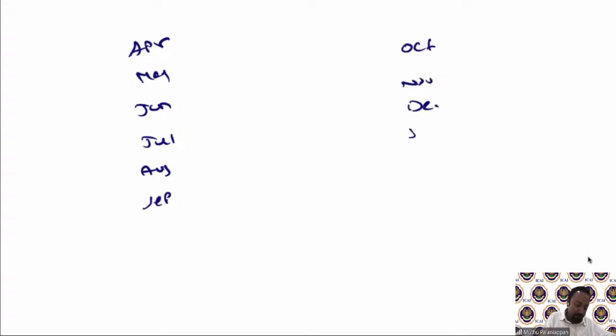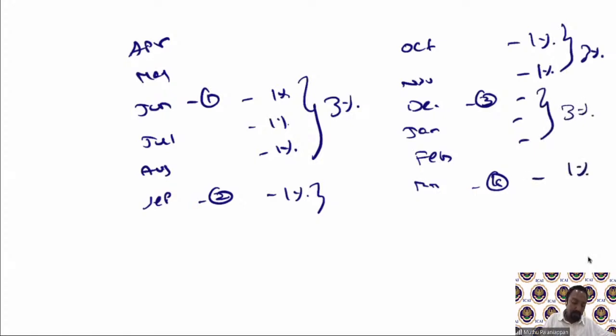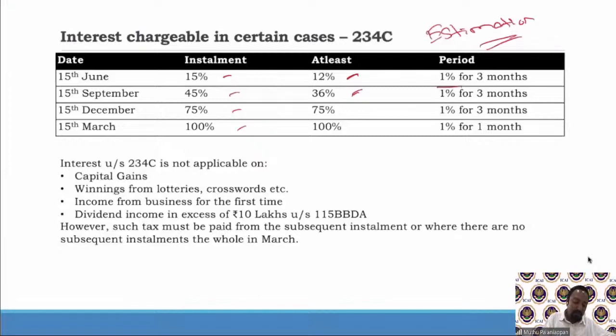So typically, April, May, June, July, August, September, October, November, December, January, February, March, right? So I need to pay the first installment here. If I'm not paying, I pay the next installment, and the next installment. Now, if I'm not paying in June, I pay 1%, 1%, 1%, so put together 3%. For September 1%, October 1%, November 1%, so put together 3%. For December, January, February, put together 3%. For March, 1%. So this is how you calculate this for advance tax.